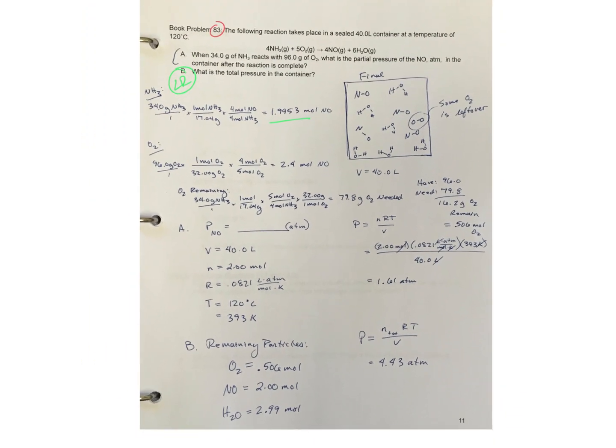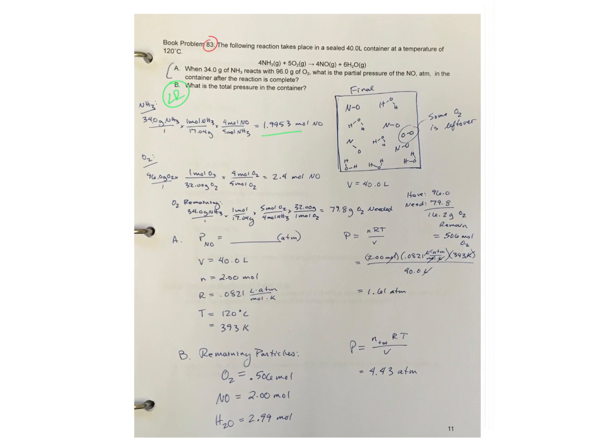The next question asks for the total pressure in the container. If you understand that the ammonia is the limiting reactant, that means that the oxygen is the excess reactant. There's going to be some oxygen left over. So if we were to draw a particle diagram that shows what chemicals would be present in this container after the reaction is finished, you definitely have some nitrogen monoxide. You should certainly have some water. But there will also be some oxygen that remains, because this is the excess.